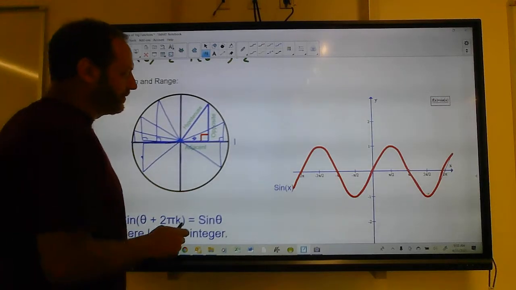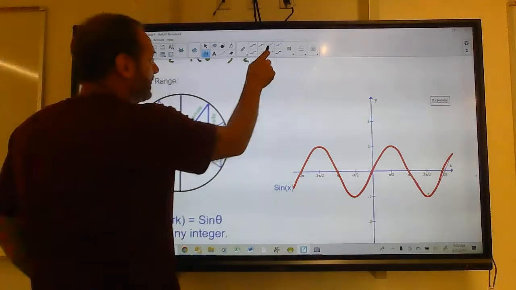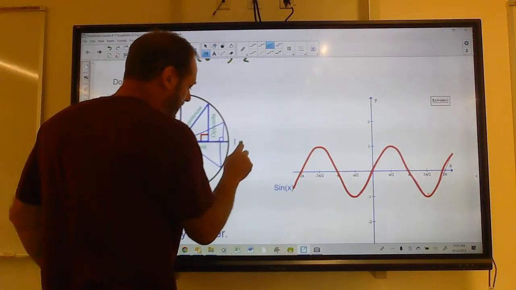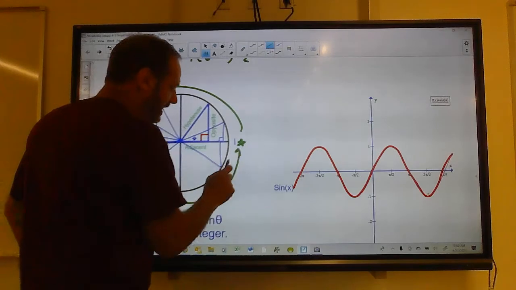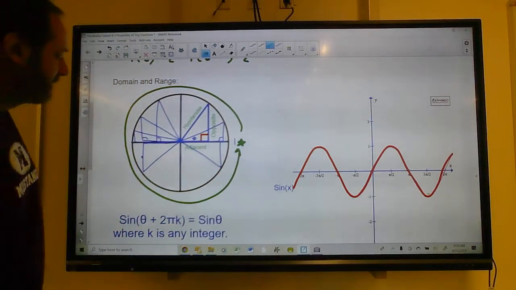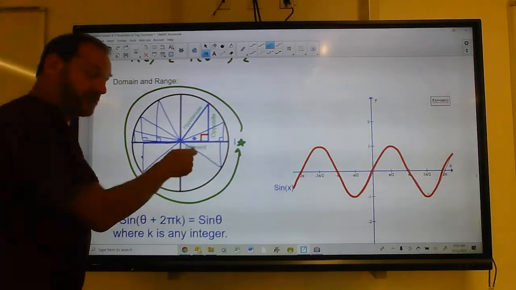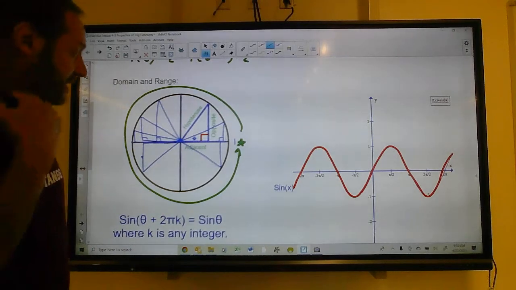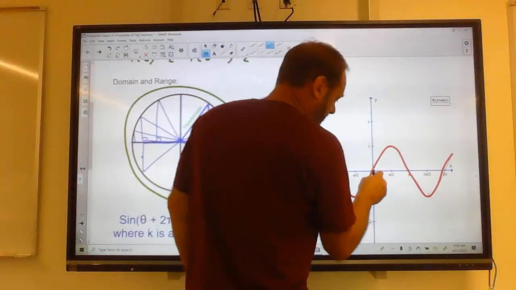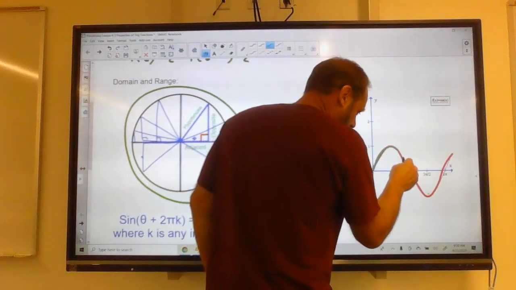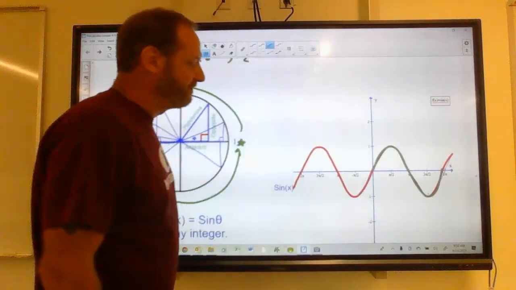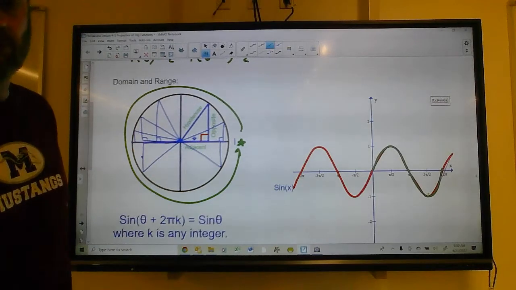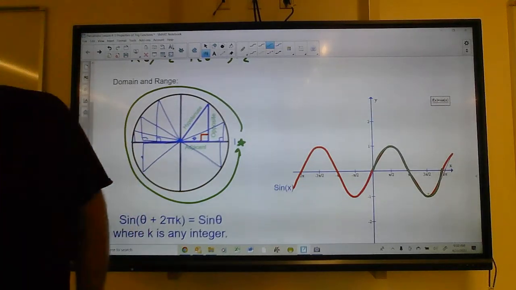So from making one rotation, starting right here, and going around this way, and ending right here, that is a period of 2 pi, because remember we said there was 2 pi radians in a complete turn. And so that traces out this part right here of that curve. And then it just starts over. That's what it means to be periodic.